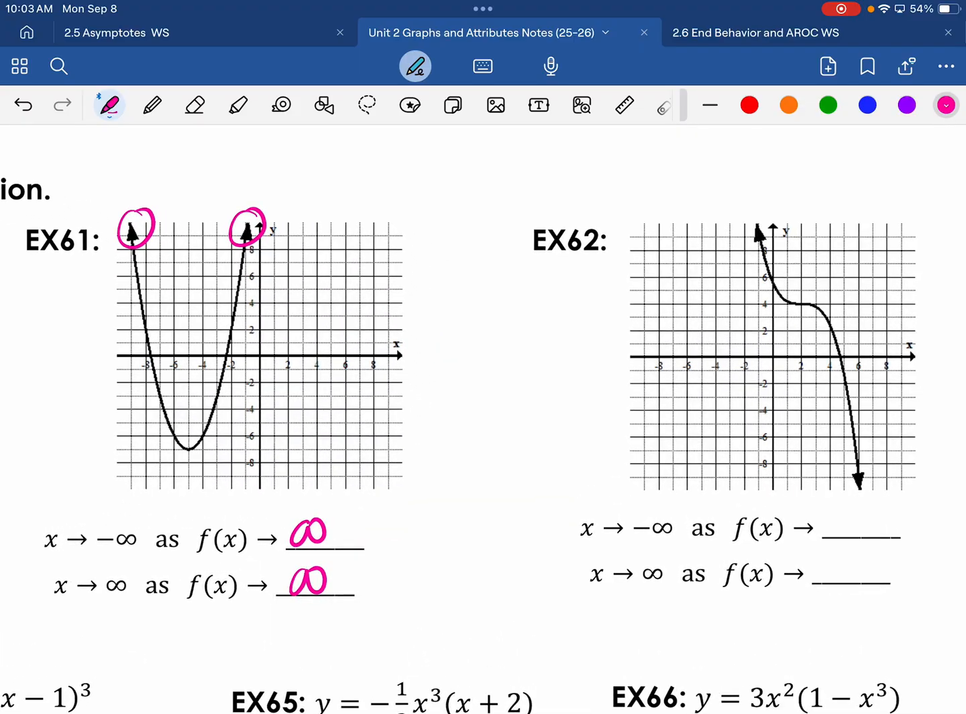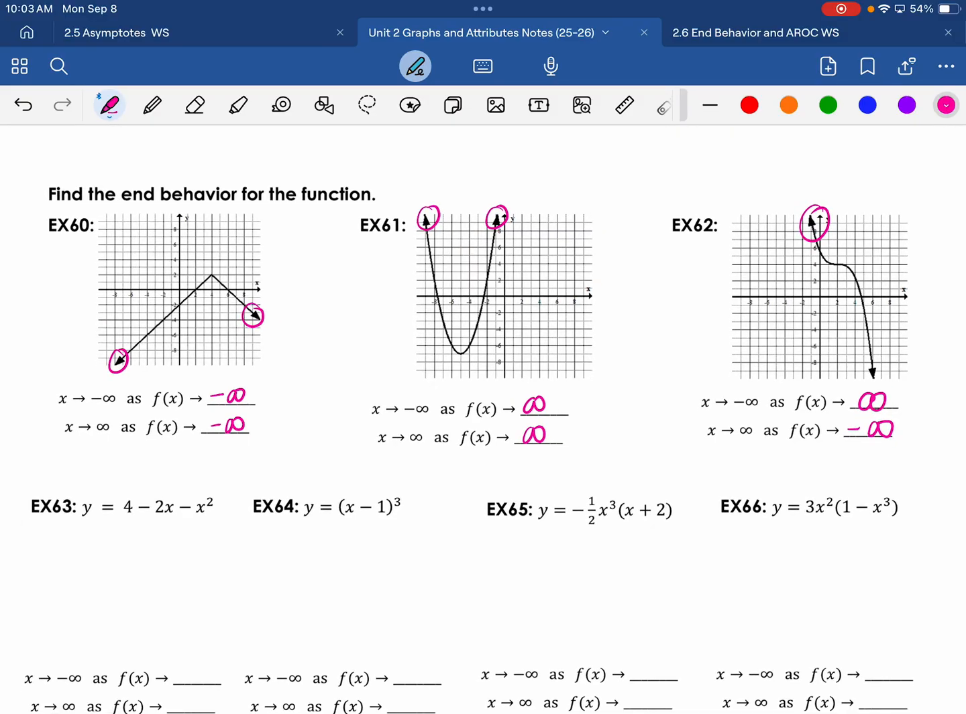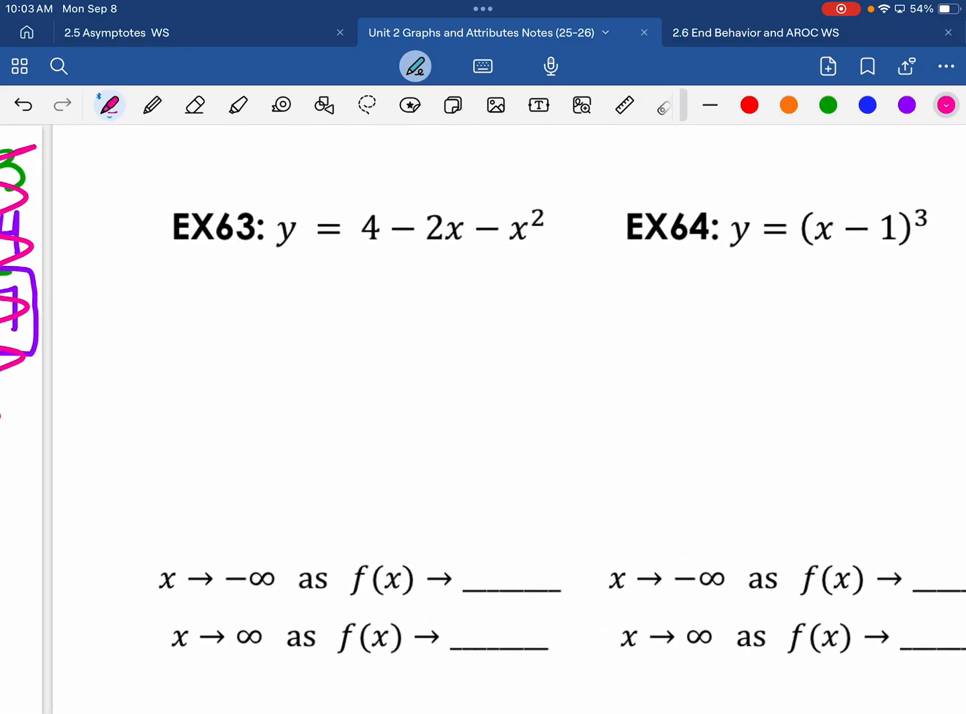All right, 62 is a little different because, as x approaches negative infinity, is that the left or the right side? Left. So this side's going up, and as x approaches positive infinity, down to negative infinity. All right, so that's looking at graphs, but we also can just look at functions. So let's look at 63.